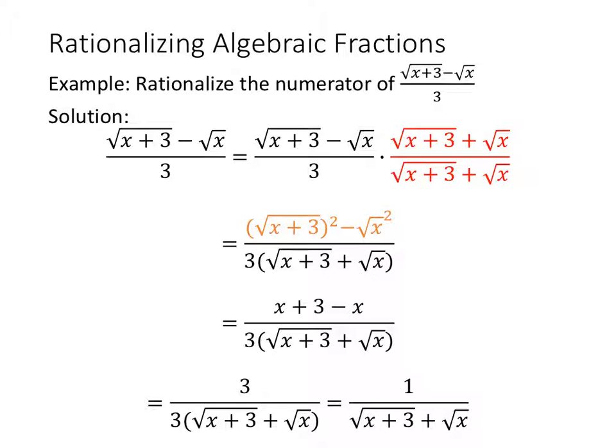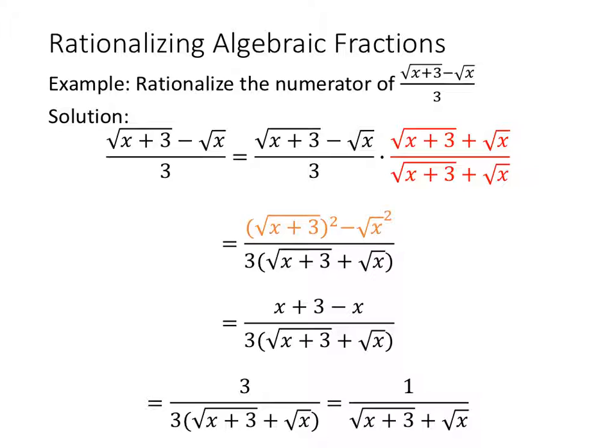multiplying the products. So I'm going to multiply by the conjugate of the numerator, but I'm going to do it to both the numerator and the denominator because I just can't start randomly multiplying. I have to multiply by a form of 1, something over itself. That way I don't change the problem.